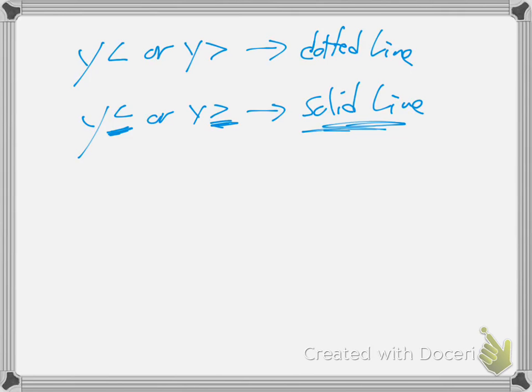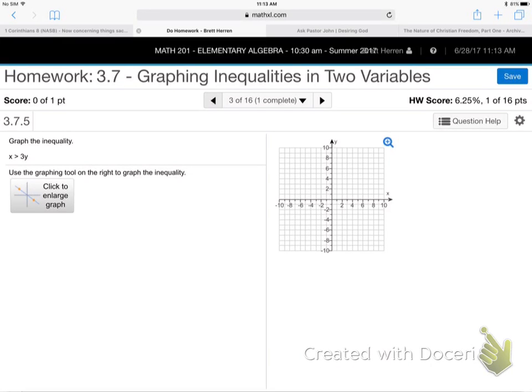Okay. Everybody got that down? And then I'll flash on to another. We'll do one or two more of these, then go on to the next section. If you're good with that. All right, try that one. Try number 3. That was a little tricky. So, what do we got? X greater than 3y. Try that one. I want you to graph it.